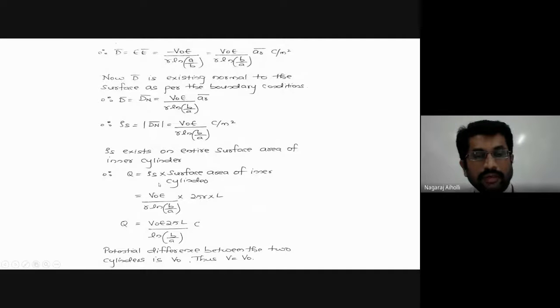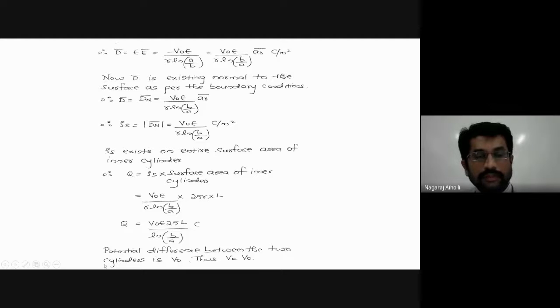Therefore, Q is given by rho s into the surface area of the inner cylinder. Rho s is the surface charge density, charge per area, Q by A, so Q is equal to rho s into A. We know rho s is V naught epsilon divided by R ln B by A. The surface area of the cylinder is 2 pi RL. Substituting that, Q will be equal to V naught epsilon 2 pi R L, and R will cancel. So Q is 2 pi V naught epsilon L divided by ln B by A coulomb. This is the equation for the charge.